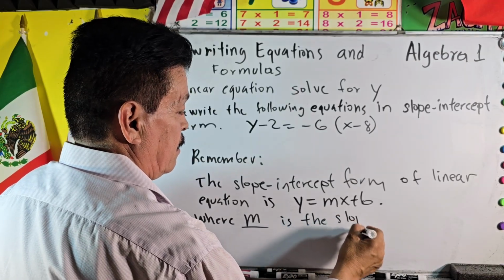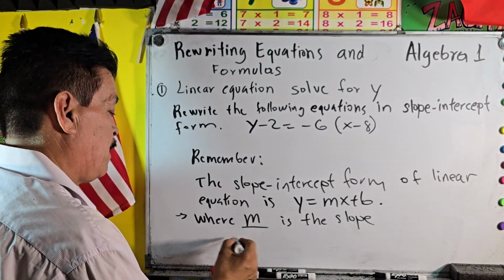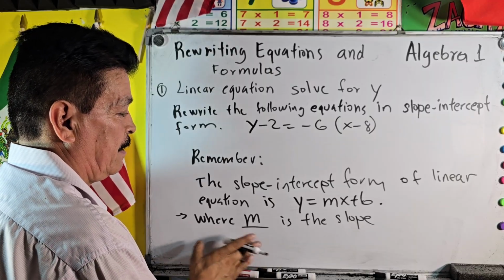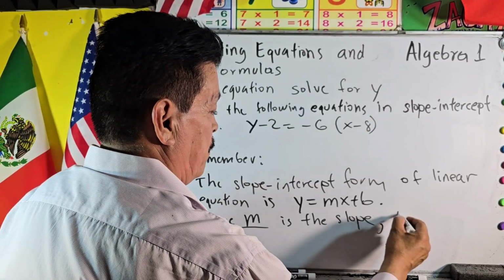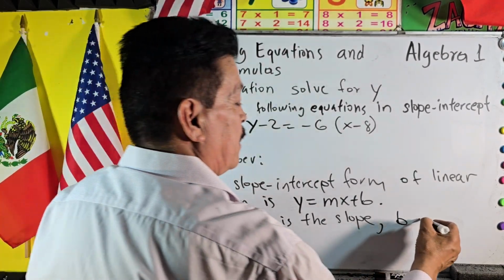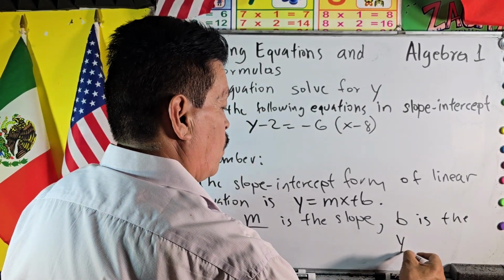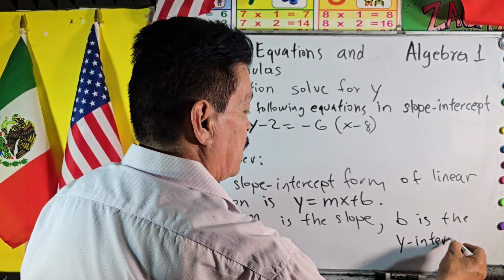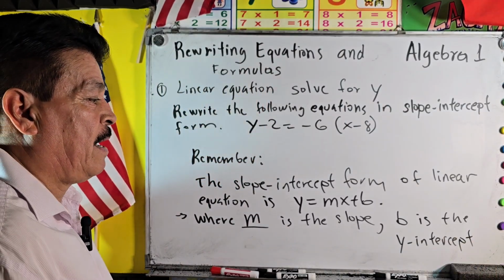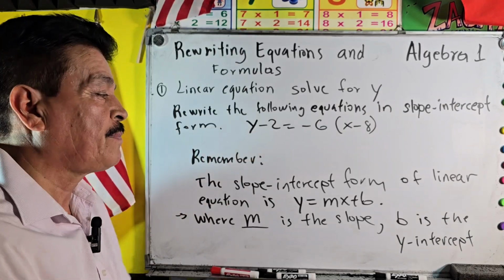All right? It's very important. And b, right there, is the y-intercept, right? So after this main concept, we are able to solve our problem here.